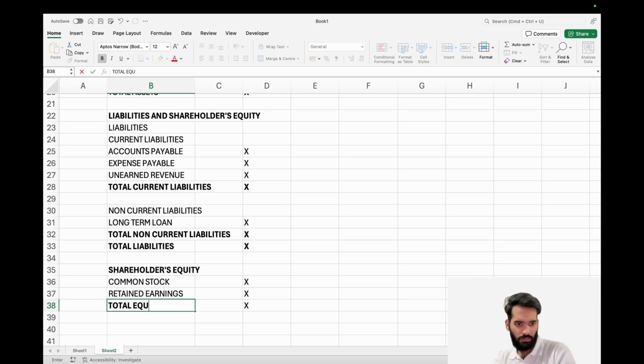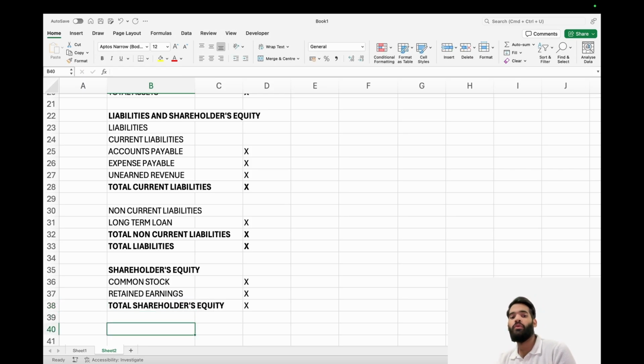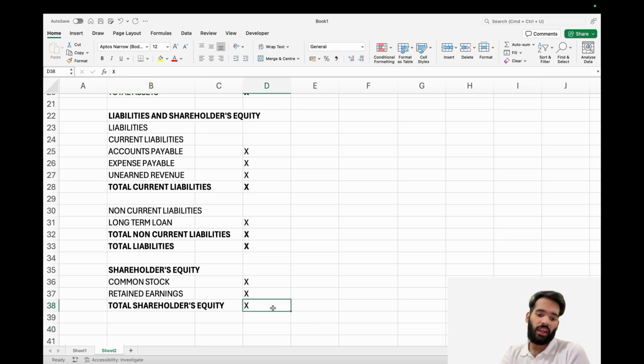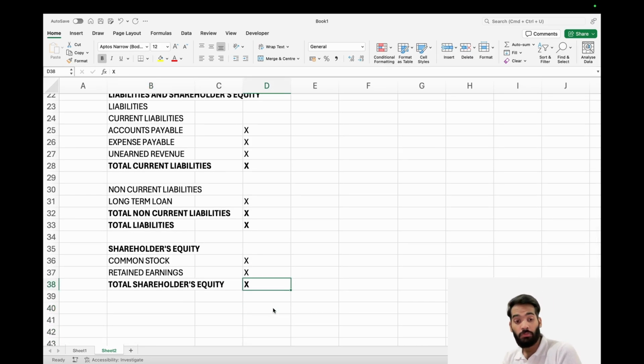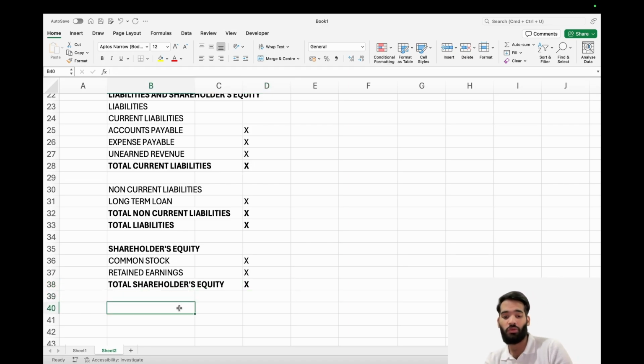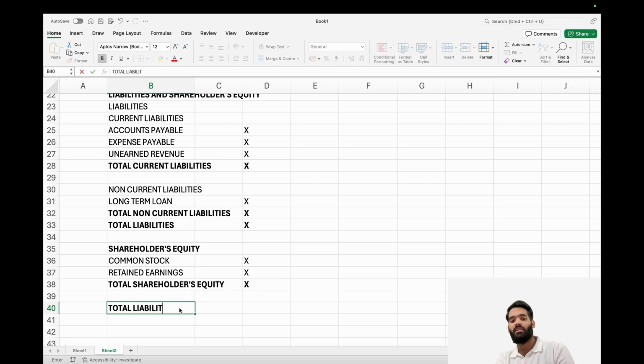Total equity, or rather, I should say shareholders' equity. And now we can combine the liabilities and equity to see if they match the total assets. If they do, that means you have solved it correctly. The accounting equation is holding true. Do you remember the accounting equation? Assets are always equal to liabilities plus equity.